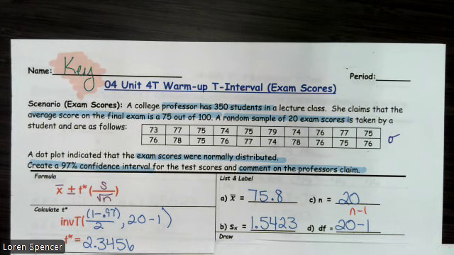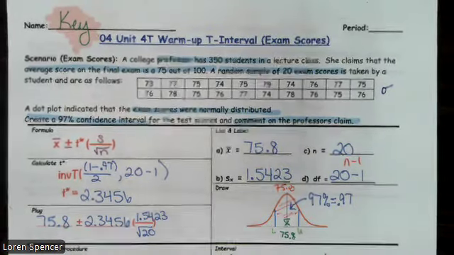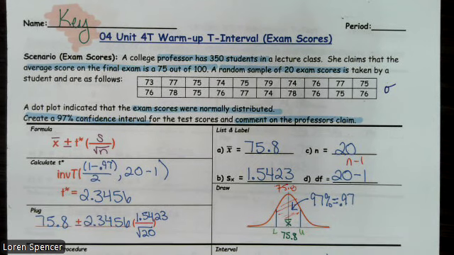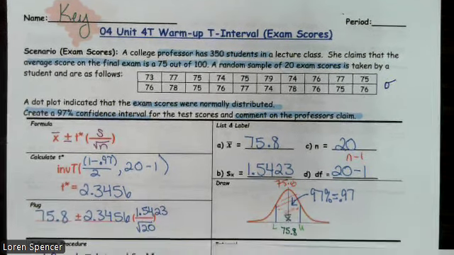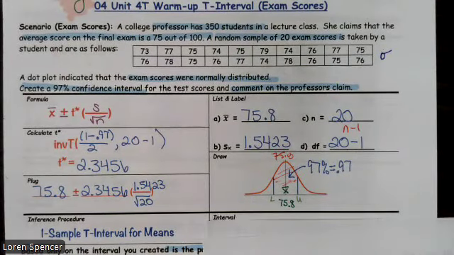Now, when we're drawing it, all confidence intervals are centered on x bar. So this is technically centered on 75.8. That's where we're centered. All right. And we're looking for a lower and an upper bound, and this area in between is 97%. Okay. So we can go ahead and say that this is a one sample t interval for means. And if you just write one sample t interval, that's going to be good enough for me.